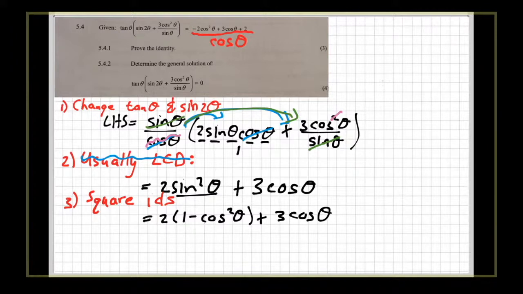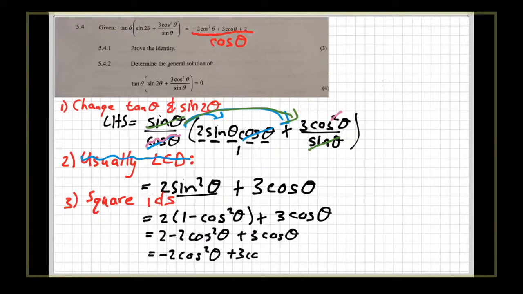So let's multiply out, which is 2 minus 2 cos squared theta plus 3 cos theta, which leads me, if I just rearrange this, into 2 cos squared theta plus 3 cos theta plus 2. Oh my goodness, that is the right-hand side. Boom, I've got it. Simple and straightforward.